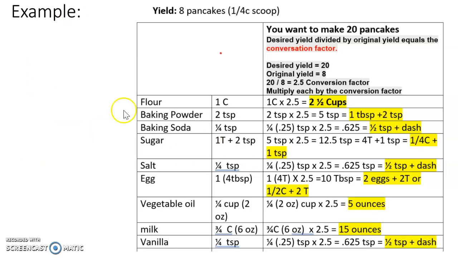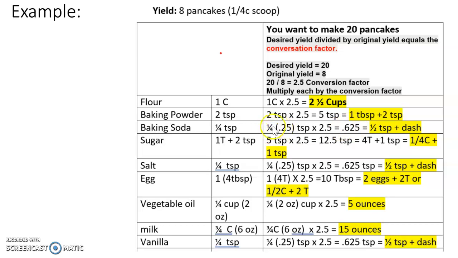So what you see here is the original recipe, and then changing it by having the conversion factor. So the original recipe called for 1 cup. We're going to multiply that by 2.5, which gives us 2.5 cups. Now, as you notice, some of this gets a little more complicated. So 2 teaspoons times 2.5 does equal 5 teaspoons. But we don't want to measure 5 times. We want to measure the least amount of times. So the actual correct answer here would be 1 tablespoon and 2 teaspoons.